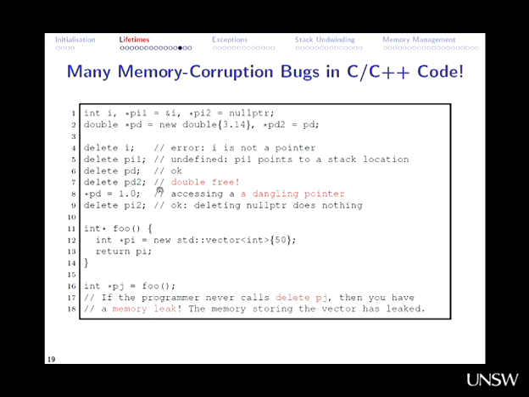Okay, so I have a function foo which returns a pointer. The pointer creates a new standard vector of size 50. Actually, that might not work. That might have the same problem we had on Thursday. Anyway, we're going to return pi. So int star pj is equal to foo. If the programmer never calls delete on pj, then you have a memory leak, because the memory stored in the vector has leaked. Lots and lots of ways of having memory corruption bugs in C++.